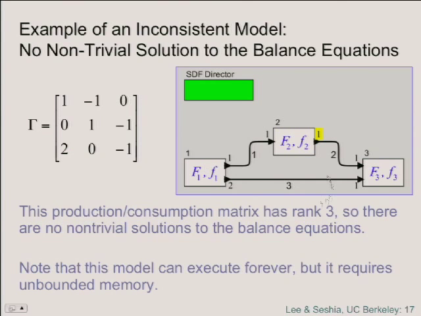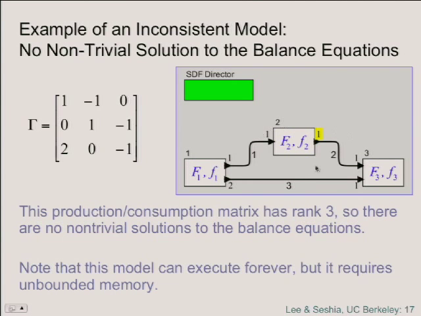So the key is that we need for the rank of this matrix to equal the number of actors minus 1. We cannot have it be any bigger than that. Now, this is not a spanning tree. If I remove this connection, I still have a connected graph. Any spanning tree will yield a non-trivial solution to the balance equations. But when you have something that's not a spanning tree, you could end up in a situation where you have no solution to the balance equations.